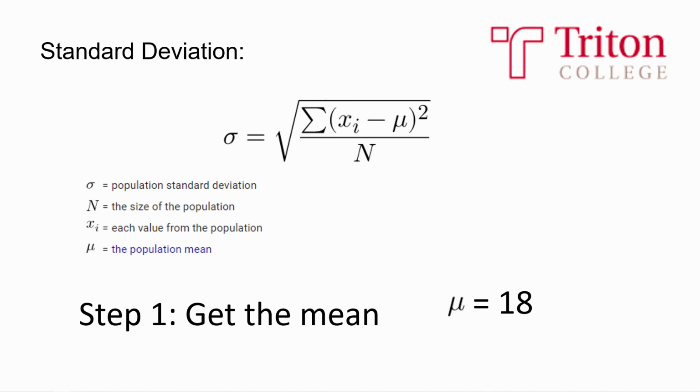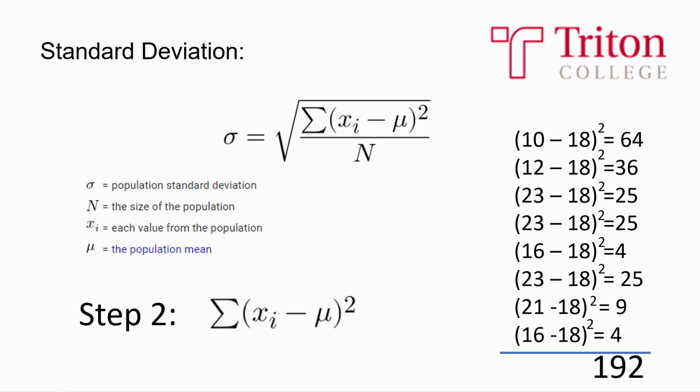So let's look at the second part here. Look at the numerator. We've got sigma of x sub i minus mu, the population mean, squared. This is what it looks like on the right-hand side. Now, the mean is 18, so you see 18 on the left-hand side. So what we do is we take every observation: 10 minutes, 12 minutes, 23 minutes, 23 minutes, 16 minutes, 23 minutes, 21 minutes, and 16 minutes. We subtract the mean and we square it.